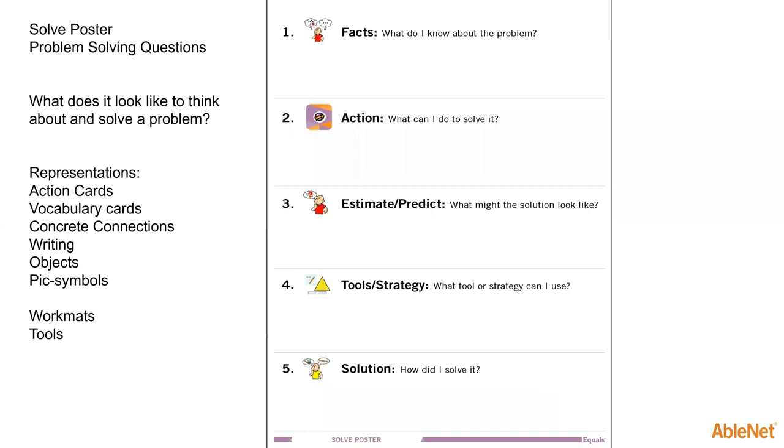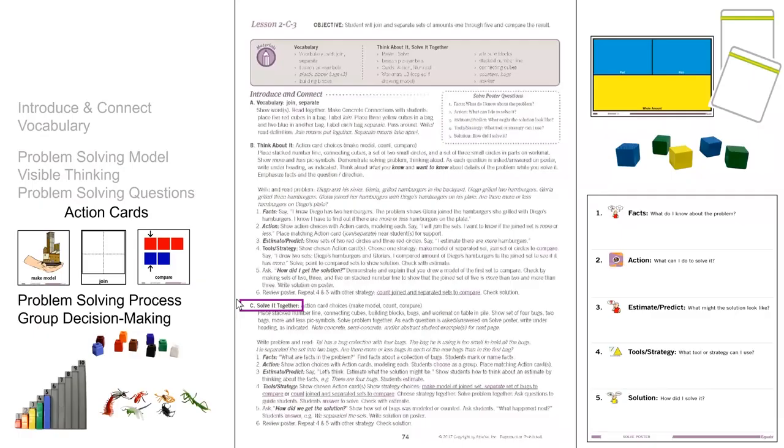There are representations here of actions by action cards, concepts with vocabulary cards, and actions sometimes as well. Concrete connections are here. Also, writing what we're learning, objects that can be used on this solve poster or pick symbols, also work mats and tools available. So everything that the students have used so far is going to show up here in this model that you see. It's also going to show up in the next section where you see solve it together.